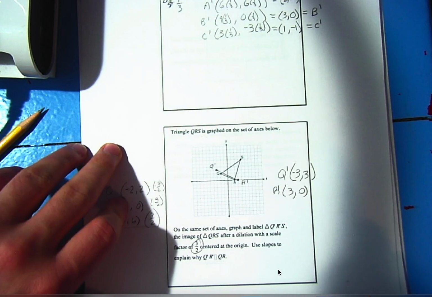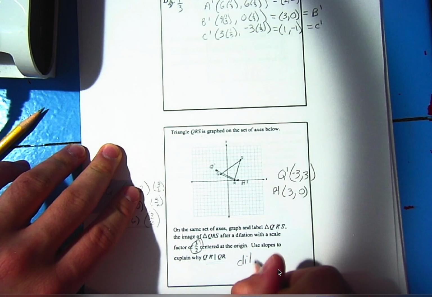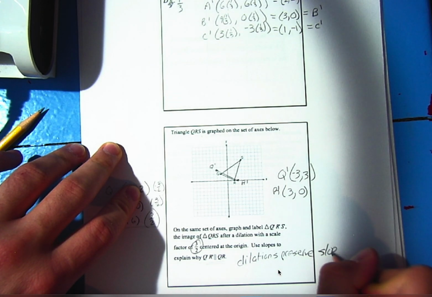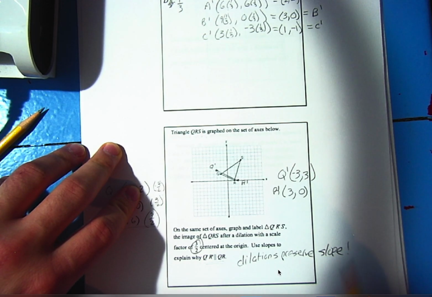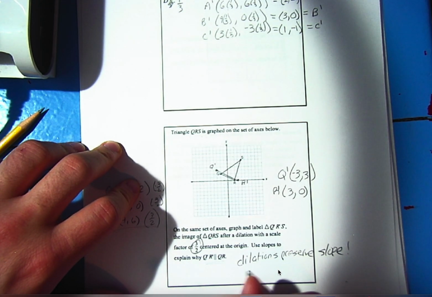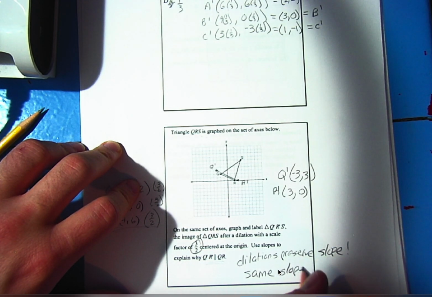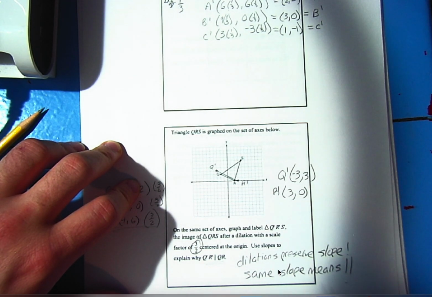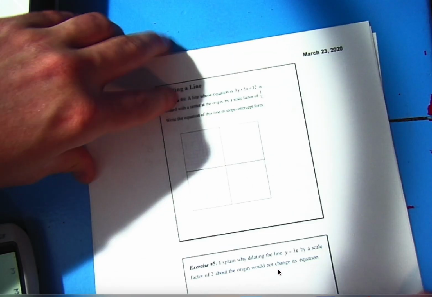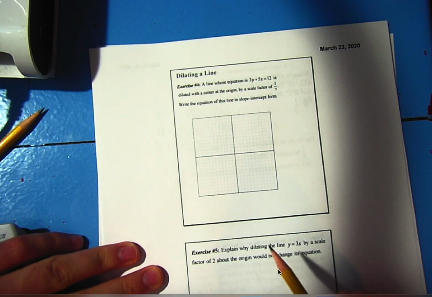So what's the reason for them being parallel? Well, dilations preserve slope. And when slope is preserved, when things have the same slope, they're parallel. So same slope means lines are parallel. So dilations preserve slope, same slope means lines are parallel. That's something we know, not too bad. Nothing super new. We're just doing those dilations and then figuring out that the slopes are the same.